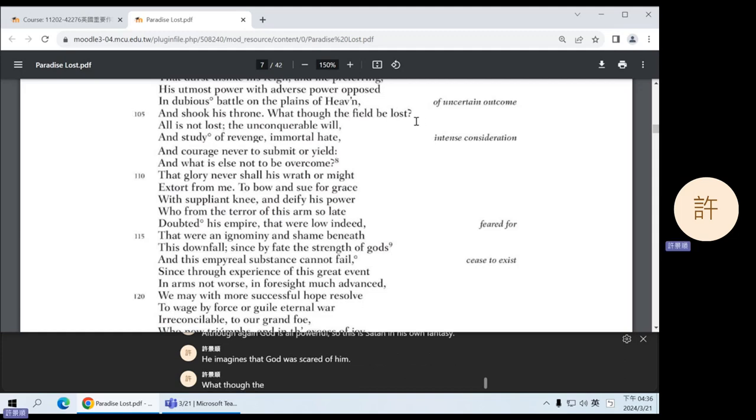What though the field be lost? Field means battlefield. What though means so what? Like we lost, okay, so what? What though the field be lost? 输了又怎样? All is not lost. Okay, grammar time. All is not lost does not mean 所有都没失去. It means 没有失去所有. There's a difference, right? It does not mean we have kept everything. It means we have not lost everything.